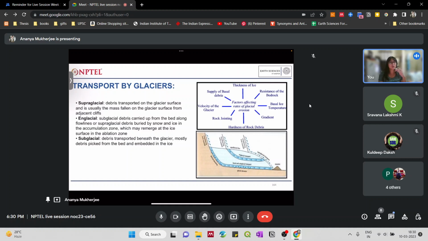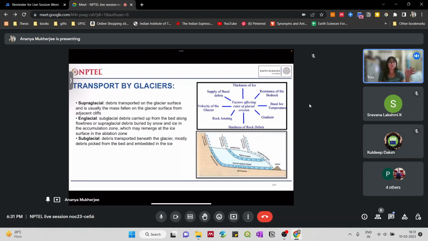So now erosion has happened, and a lot of material is being carried forward by the glaciers. There are three kinds of transport based on the layers: supraglacial, englacial and subglacial. Supraglacial are the debris or sediment material that is transported on the glacier surface.